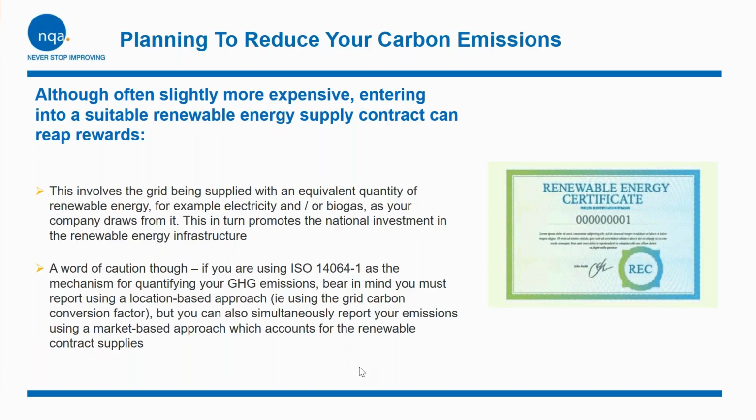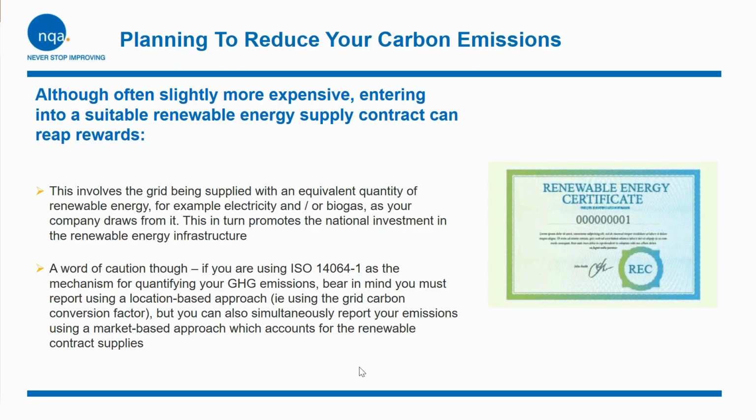So it involves the grid being supplied with an efficient quantity of renewable energy, for example, electricity and or biogas, as your company draws from it. It in turn promotes the national investment in renewable electric energy infrastructure.